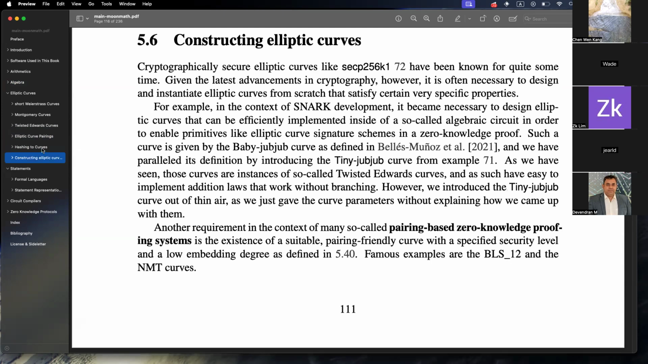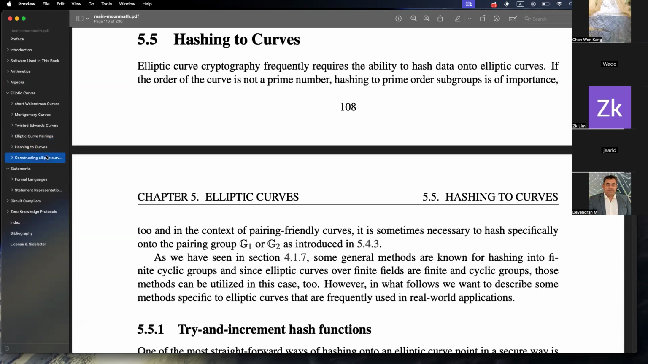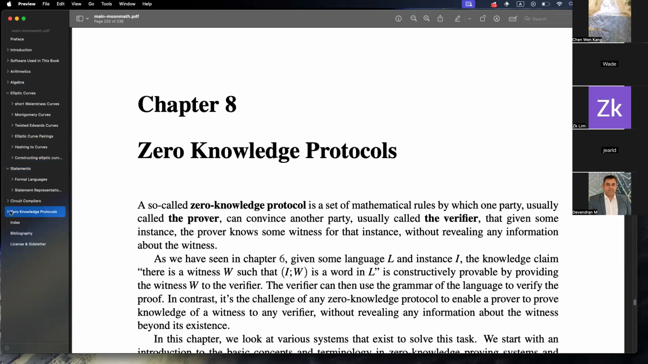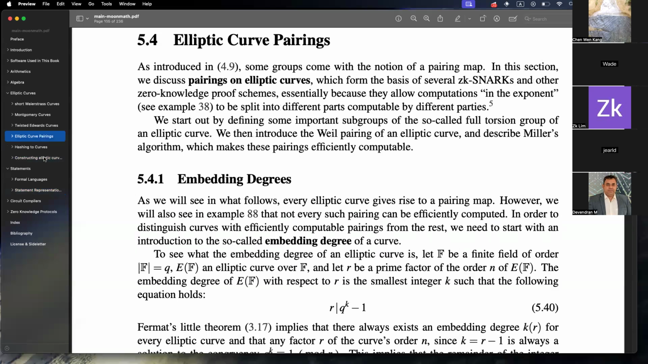So this is our fourth or fifth session. We have like four or five more to go. We're going to go through statements, circuit compilers, and finally this. So we are actually going into very exciting parts of ZK proofs. The curves and the pairings are very interesting in my opinion, because modern cryptography relies on them quite a lot, right?